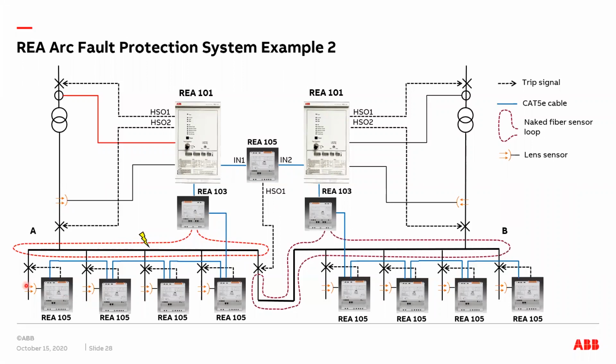Instead of loop sensors for such small compartments like outgoing cable termination compartments, we can use lens sensors. And even for the main units, we can use lens type sensors instead of loop sensors.